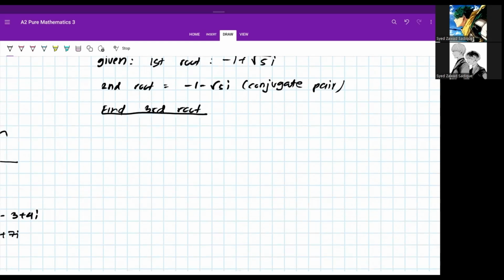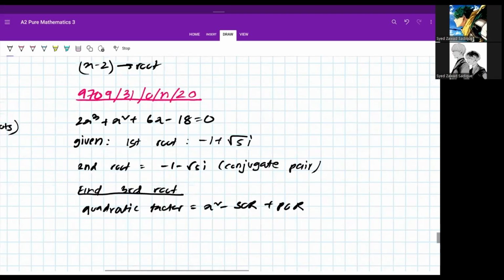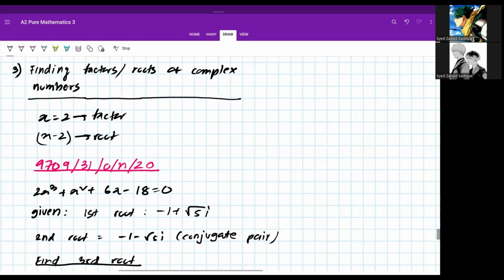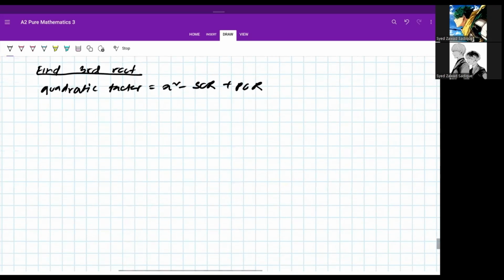So it's very simple. We have a quadratic, right? So the quadratic factor is equal to x squared minus sum of roots plus product of roots. Sorry, I think I made a mistake. Yeah, I was right the first time. This is root, this is factor. Even I forget sometimes. Okay, now, so two things to find: sum of roots and the product of roots.